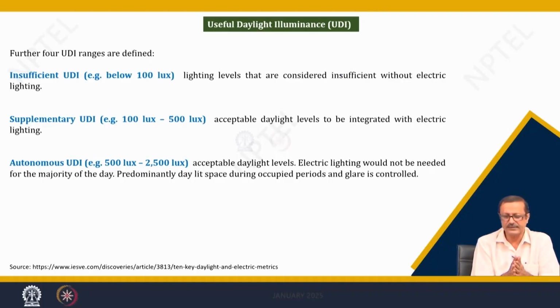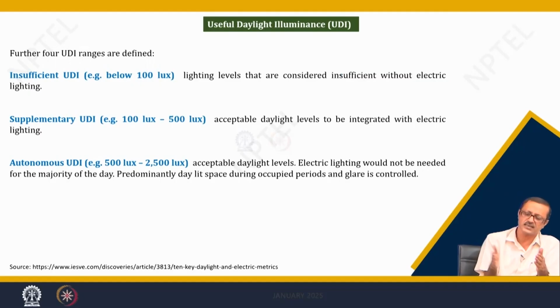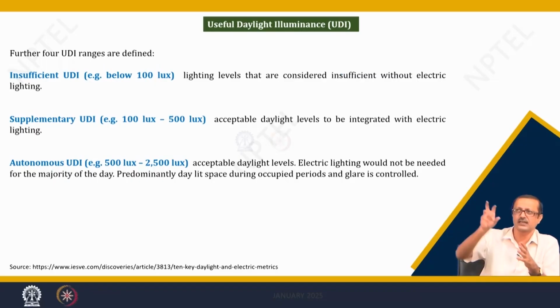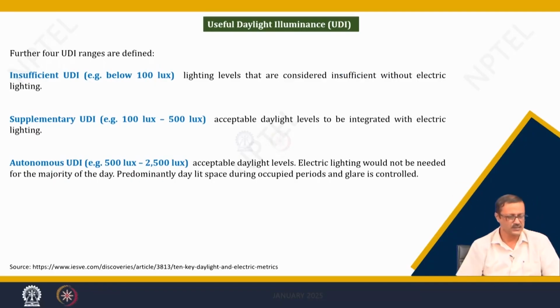Predominantly these are daylit spaces for the occupied period, and sometimes they may require some kind of glare control, because sometimes the level may be as high as 2200, 2300 or so. So, you may require some kind of glare control, louvers or something like that.